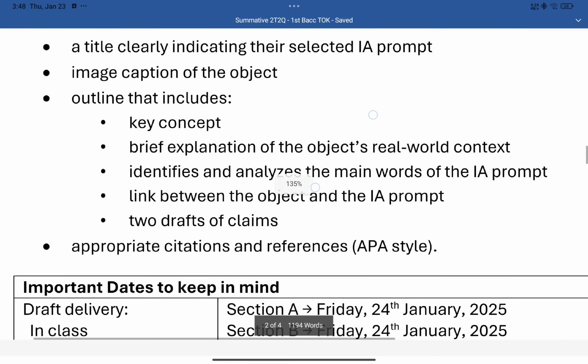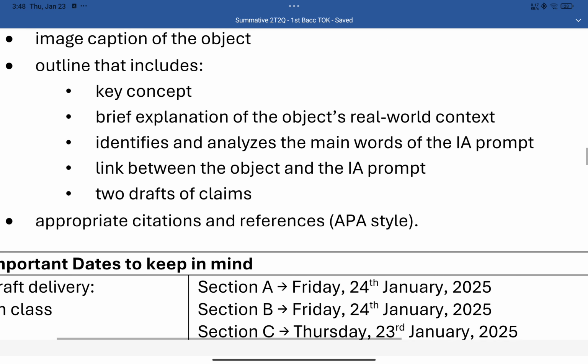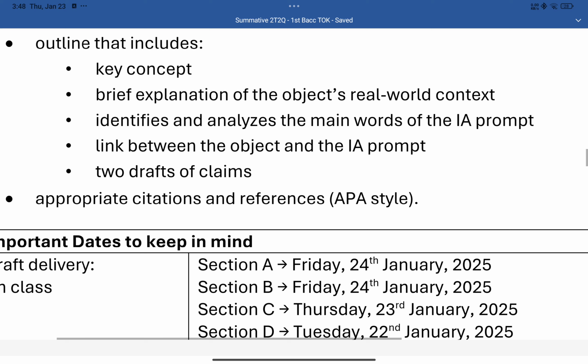Then you have to give a brief explanation of the object's real-life context. Okay, this processor is from the Apollo 11 rocket. It was invented in such-and-such year, and it was used during the first successful lunar landings, something like that. It's very brief. You don't have to explain more than 2 sentences. If you explain more, it's okay, but then it's not brief. It should be very brief.